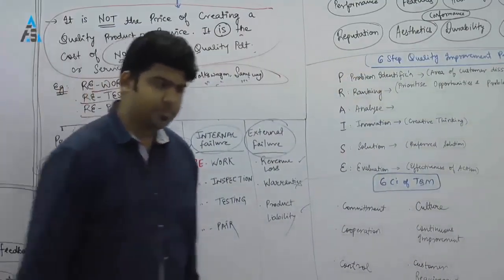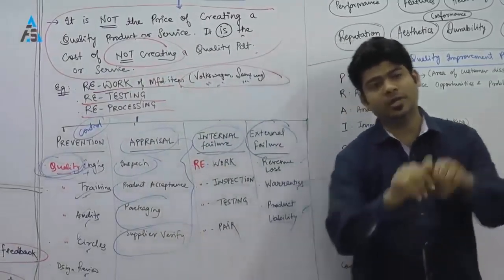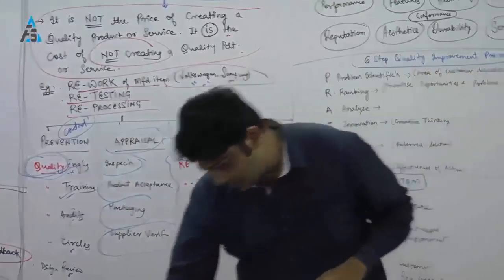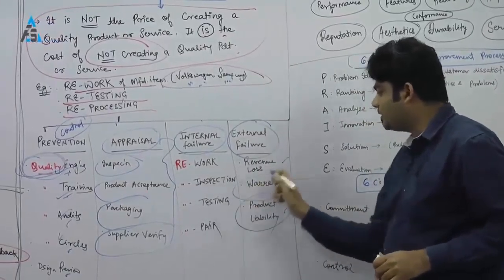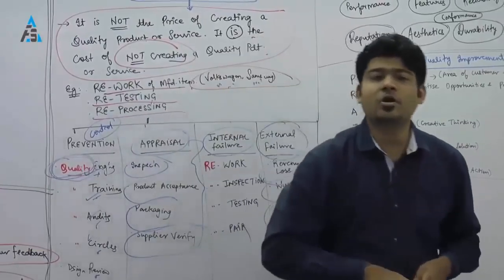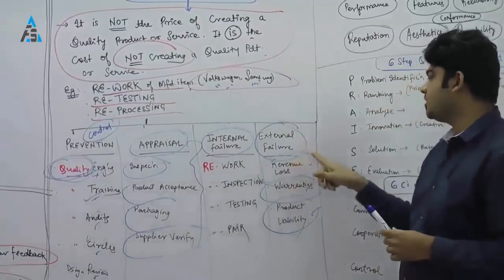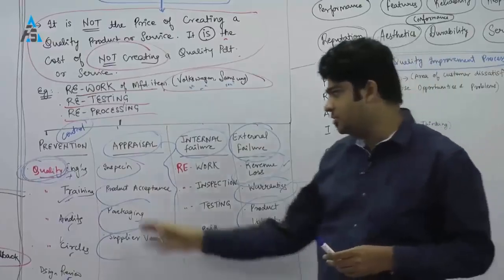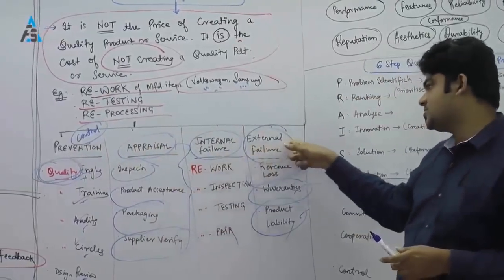Because if my product is not good, suppose as I said Samsung Galaxy 7, the product is not good, I will obviously return it. If it is returned, then you will have to give me a good quality product, again incurring extra cost, product liability, warranties, and obviously then the market scenario will not be good for your product. You will never recommend it to others, which will result in revenue loss. So these are the four dimensions of quality cost: prevention cost, appraisal cost, internal failure cost, external failure cost.